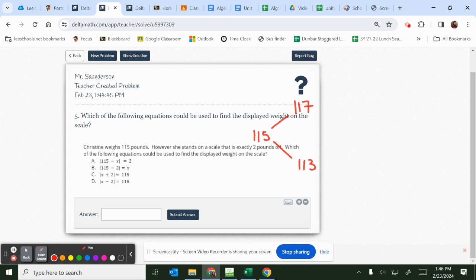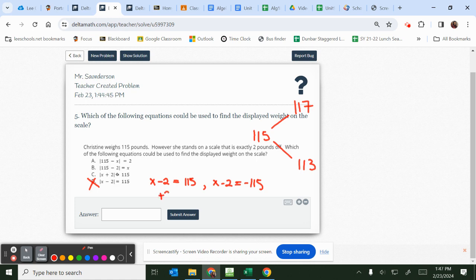The absolute value means that this 115 could be a positive 115 or negative 115. So I'm saying x minus 2 could be positive 115 or x minus 2 could be a negative 115. Just by looking at these answers, I see I have a negative number. There's no way your weight can be negative, and if I add 2 to both sides, it would still be negative. So because of that reason alone, this one is out.